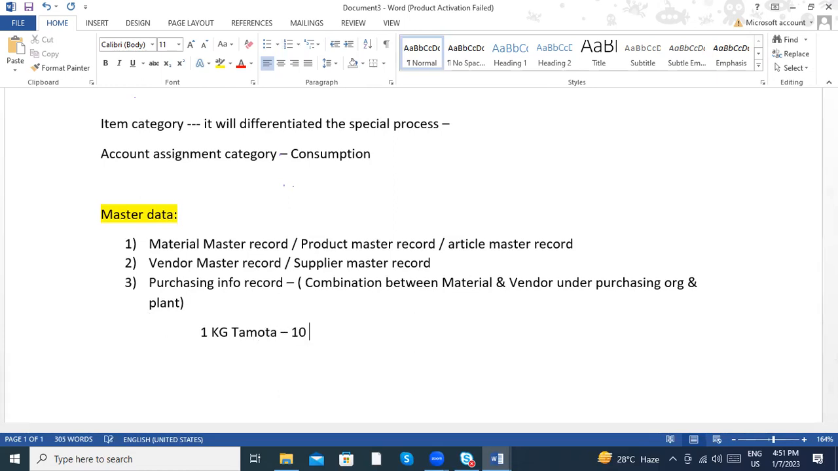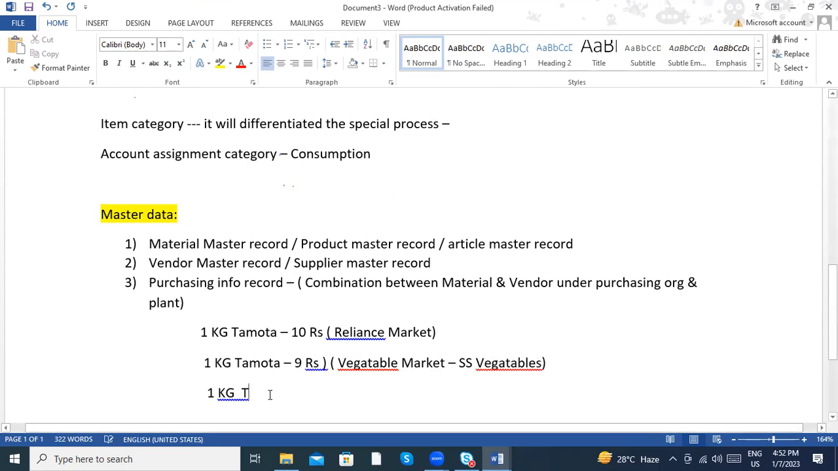If it costs 10 rupees in the Reliance market, then the same 1 kg product in the local market is, let's assume, 9 rupees when I go to the vegetable market. And the same 1 kg tomato, let's say at a local vegetable market like SS Vegetables.